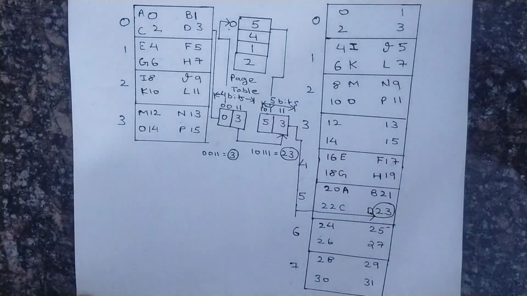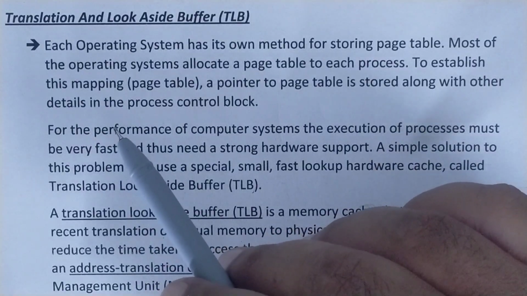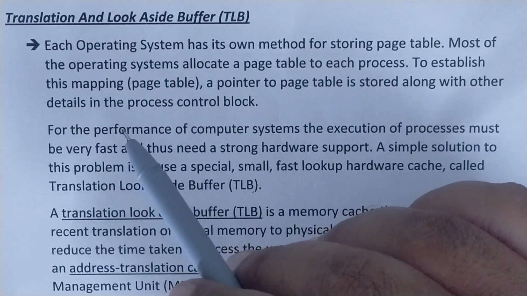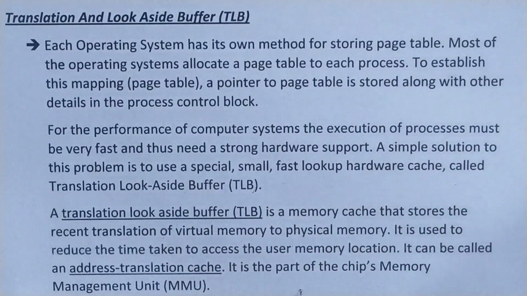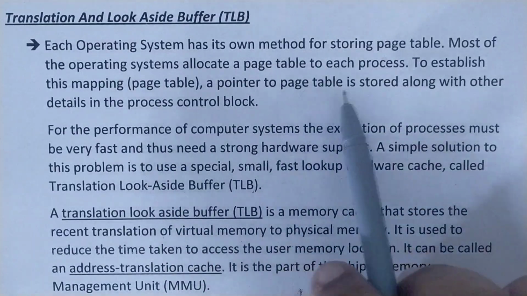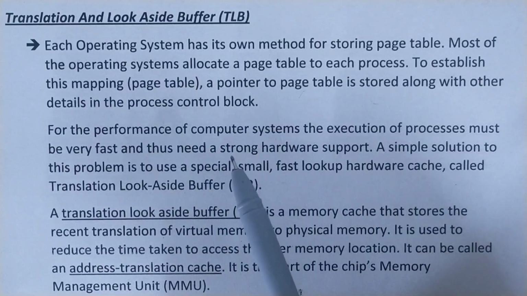Actually each operating system has its own method for storing page table. Most of the operating systems allocate a page table to each process. To establish this mapping, a pointer to page table is stored along with other details in the process control block.